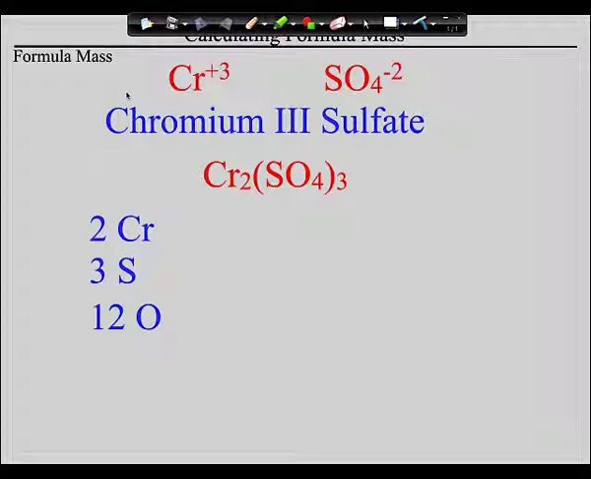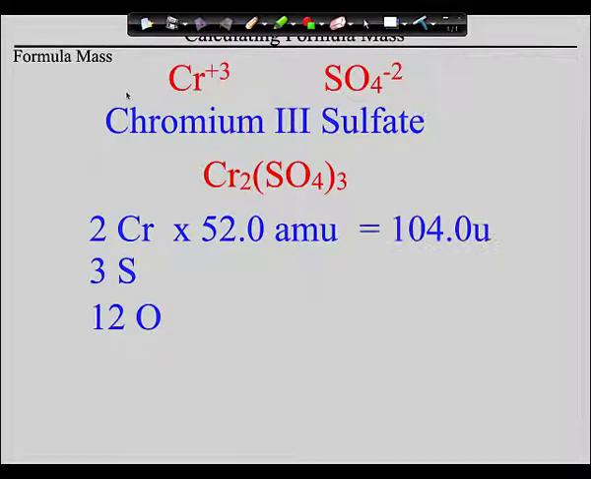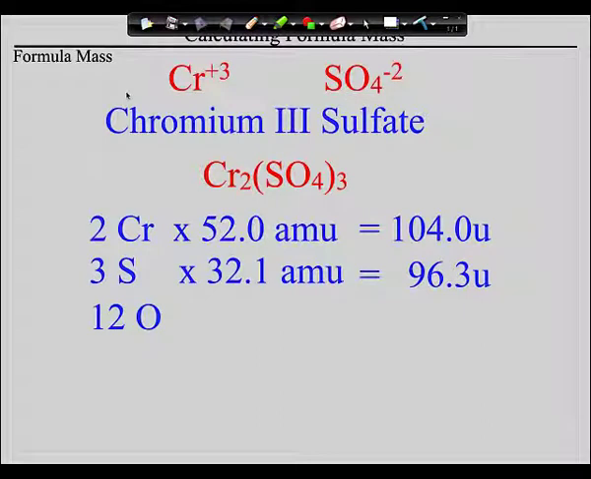So now, guys, we've got to figure out what chromium weighs, and I have no idea. I'm going 52.0. Then we do that math. 2 times 52 is 104. Sulfur, I actually know. Sulfur, I believe, is it 32.1? Is that right? So, guys, sulfur to 1 decimal place is 32.1. Do be careful when you round. Make sure you're rounding to 1 decimal place. Doing that math, we get 96.3.